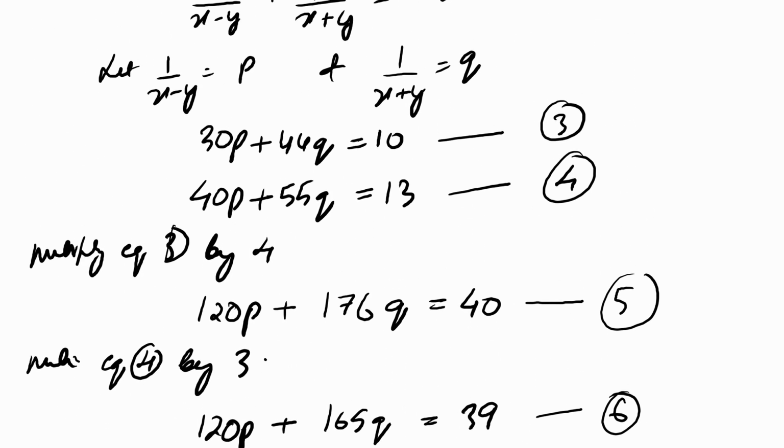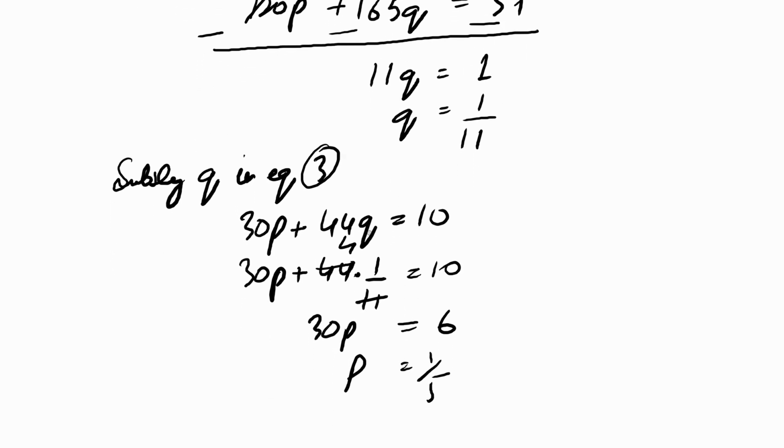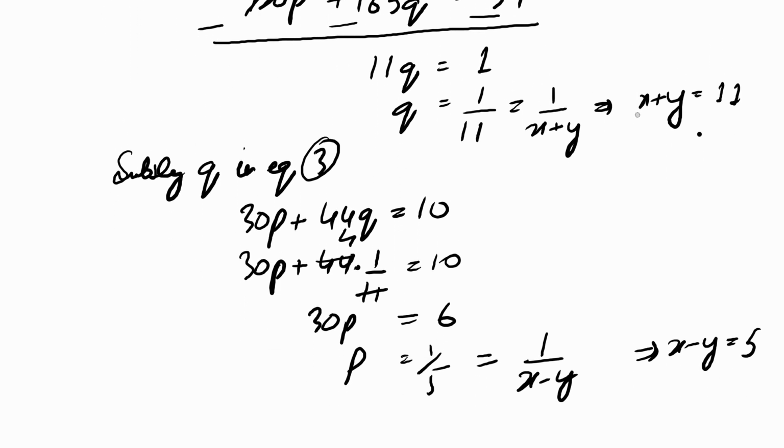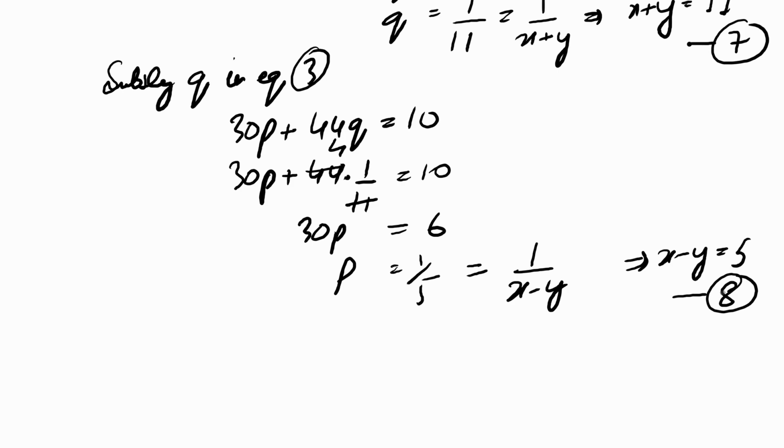So what have I chosen? P is 1 upon x minus y. That is x minus y is equal to 5. And q is 1 upon x plus y. What does that mean? X plus y is equal to 11. Now what we will do? We will add these two equations. Let's call them equation number 7 and 8. Adding equation 7 and 8.